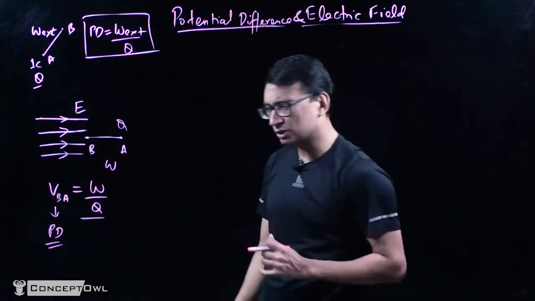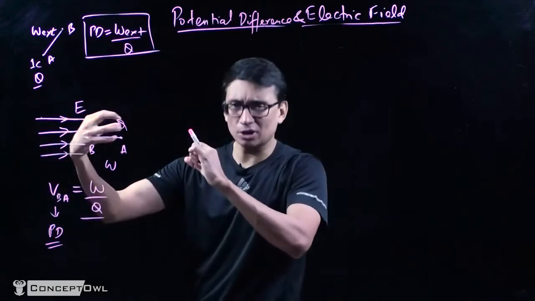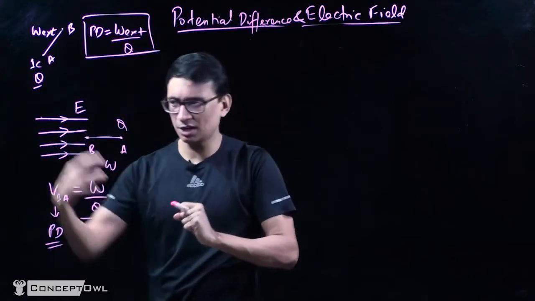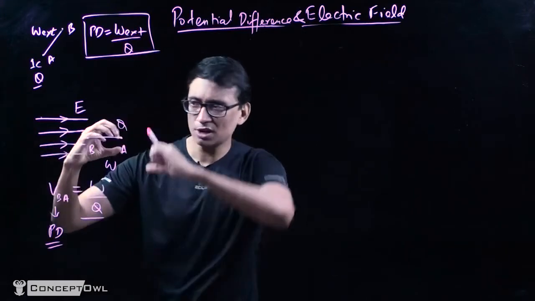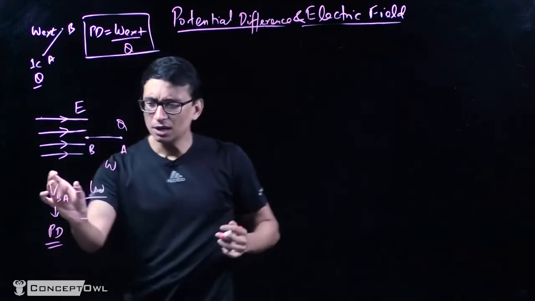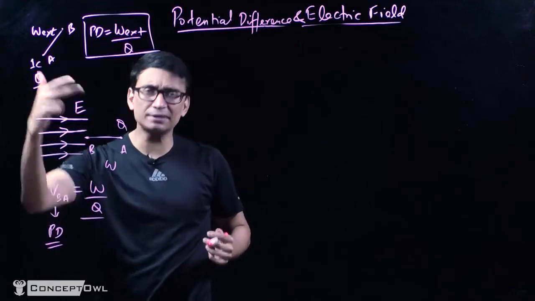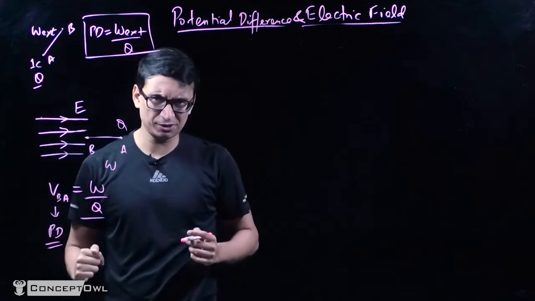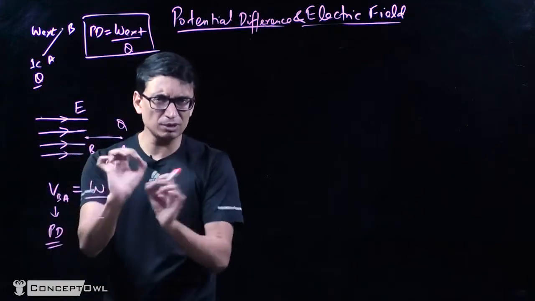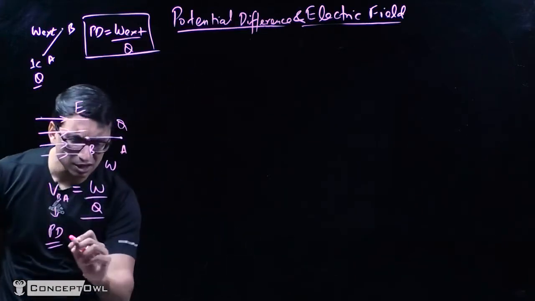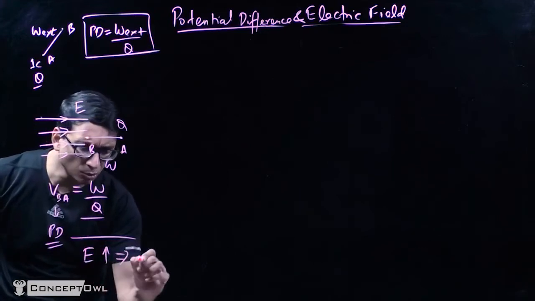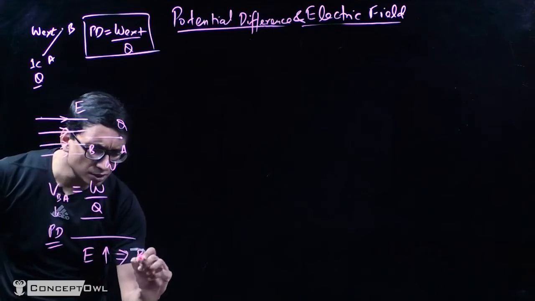Let's explore that. If the field is stronger, then more work will have to be done. Once again, if E is more, then I have to push more, which means more work has to be done. So it seems like the higher the electric field, the higher the potential difference. That's number one. I'm not doing mathematics now, I'm just trying to give you a basic idea.